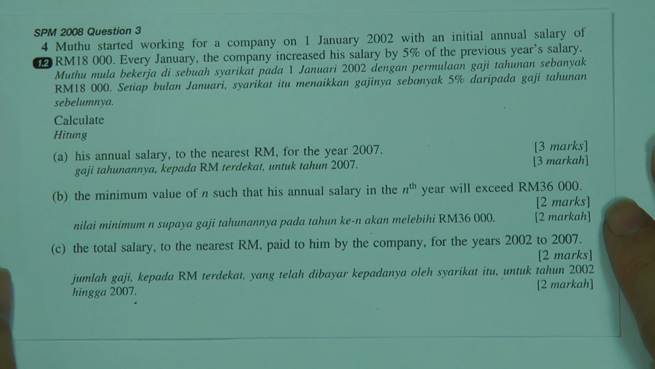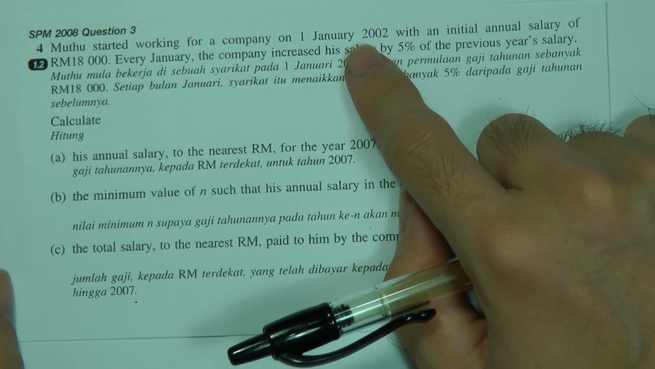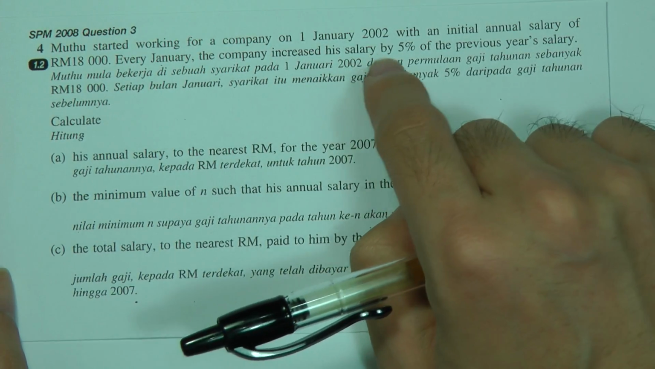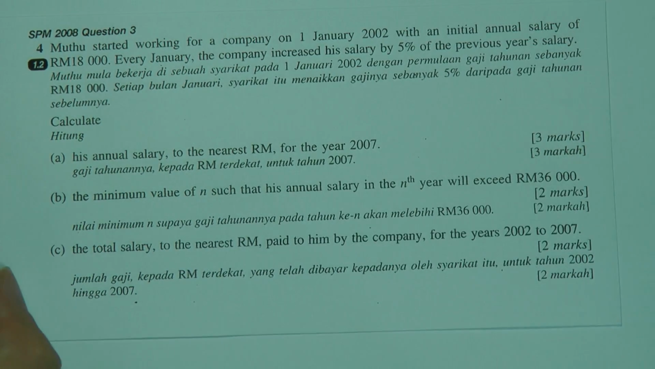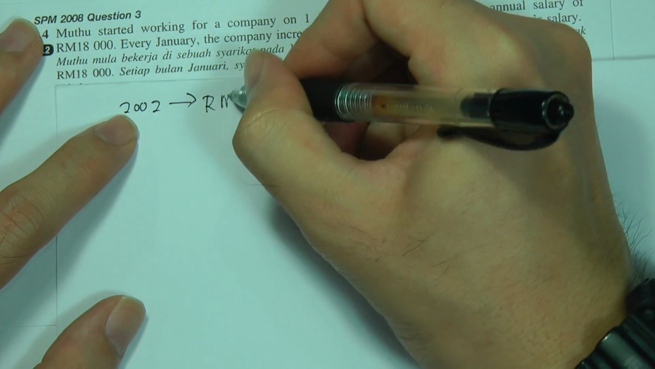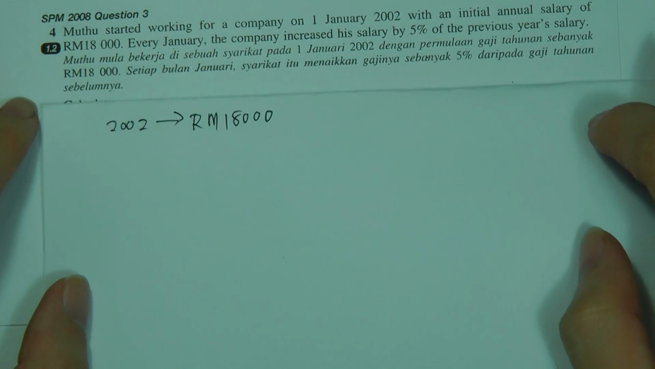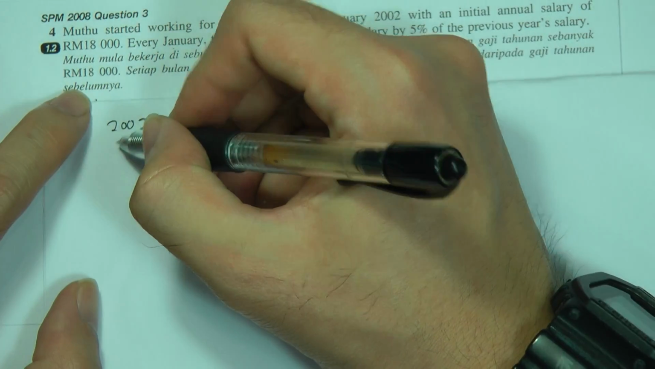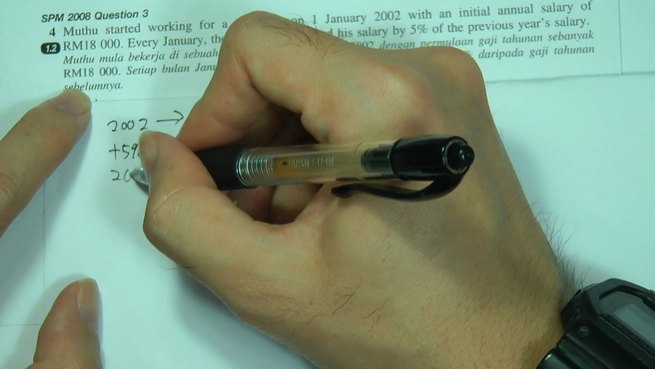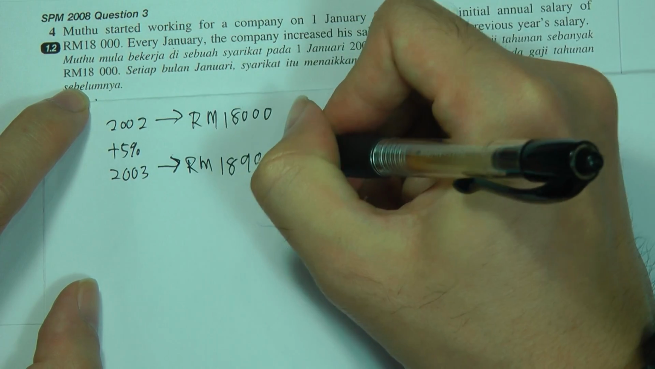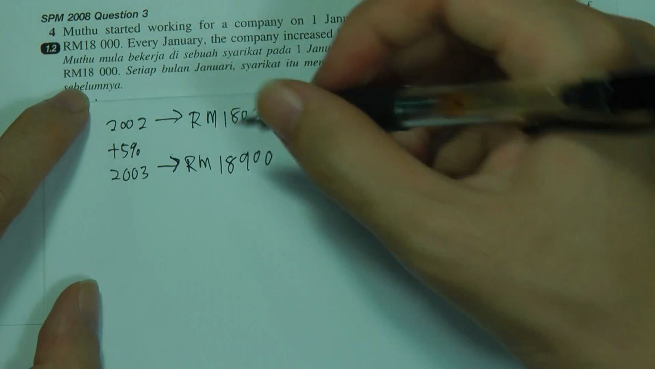Okay, quickly. First he says Mutu started working at the company on 1st January 2002 with an initial annual salary of 18,000. Every January the company increased his salary by 5% of the previous year's salary. Before we start, we must understand something very important: in 2002 the person's salary is 18,000, given by the question. Every January the company will increase 5%, so for 2003 the salary increases by 5%, which is 900, so it becomes 18,900. To get the 5%, you press the calculator, 18,000 multiplied by 5%.